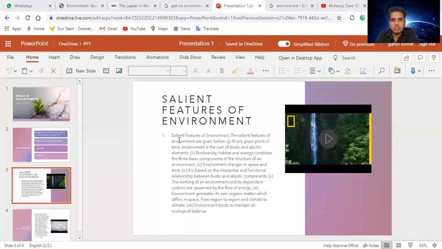The salient features of environment are given below. At any given point of time, environment is the sum of biotic and abiotic. Biotic means those who are living organisms, and abiotic means those who are non-living organisms. Okay, non-living organism, but they are the part of the nature. So abiotic components में क्या क्या आ जाएंगे? River, mountains, and all these things.